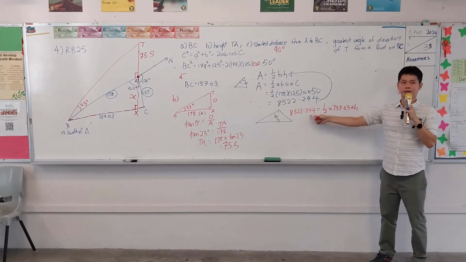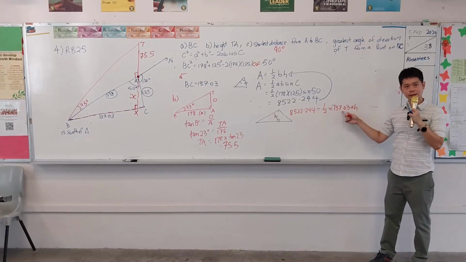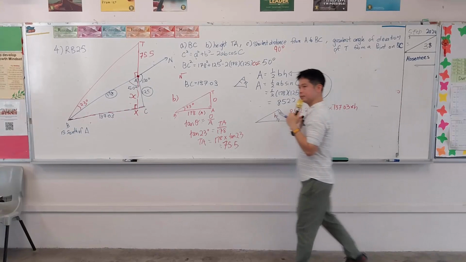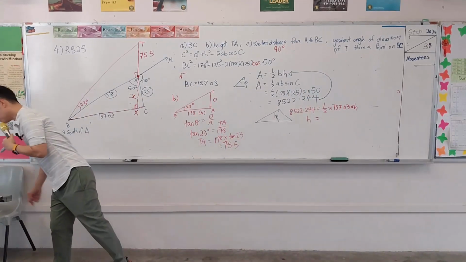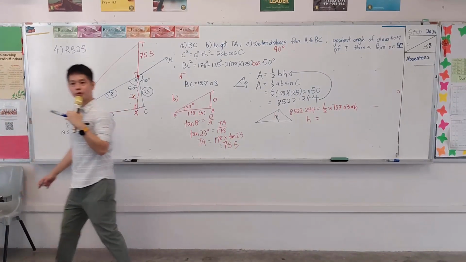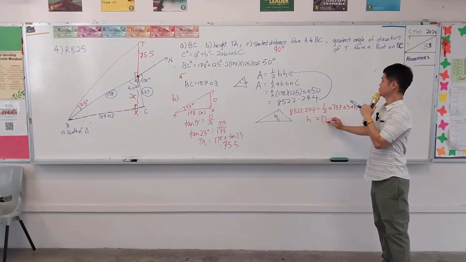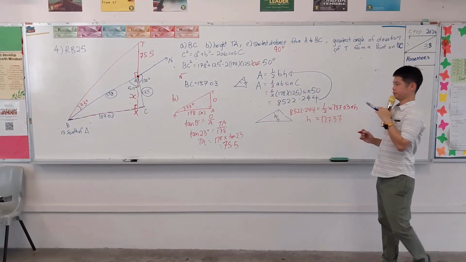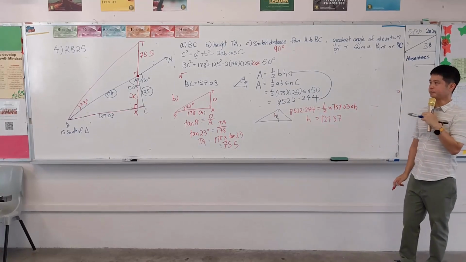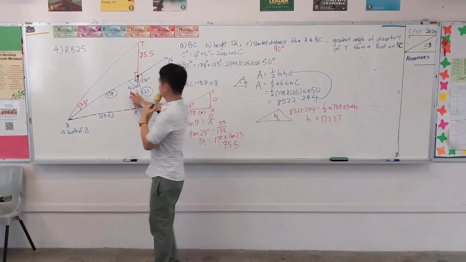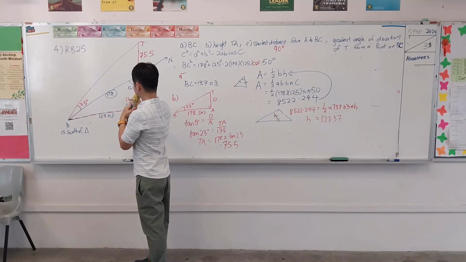So you just take this number divided by this number divided by this number, and you will find the height. The answer for the height is 127.37. Okay? After I found the height, what must I do? Okay, write it down.